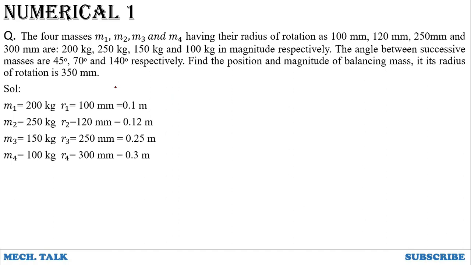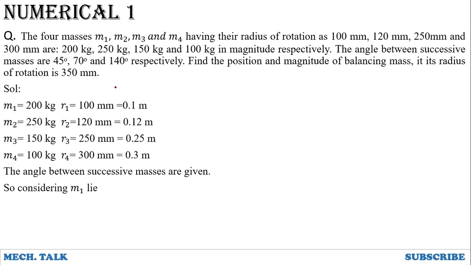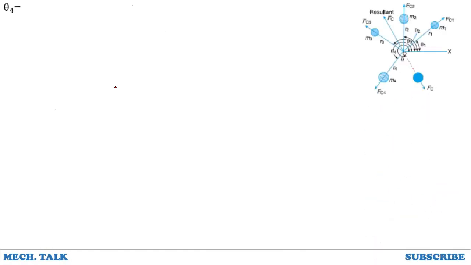Since the angles between the successive masses are given, first we will consider the first mass at the horizontal position. So theta 1, the angular position of the first mass, will be considered as 0 degree. Similarly, the angular position theta 2 is equal to 0 plus 45, and theta 3 will be 45 plus 70 degree, which is equal to 115. And similarly, theta 4 is equal to 115 plus 140, which is equal to 255 degree. Now the radius of rotation of the balance mass is given, which is equal to 0.35 meter.